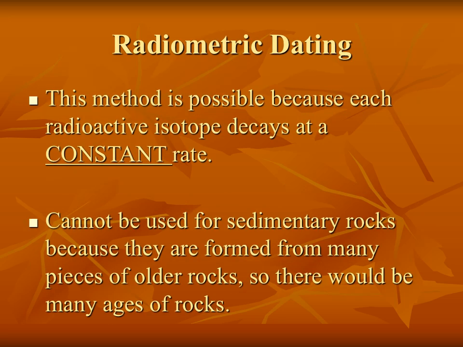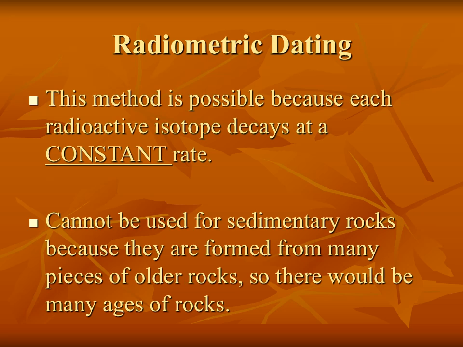So radiometric dating is possible because each radioactive isotope decays at a constant rate. So we know how long it takes certain radioactive isotopes to decay. And so if that radioactive isotope is in a rock and we have a fossil in that rock, we are able to tell how old that fossil is because of that constant decay rate.